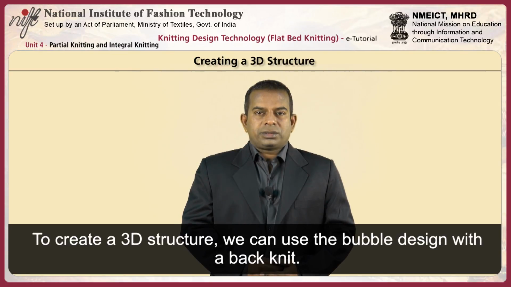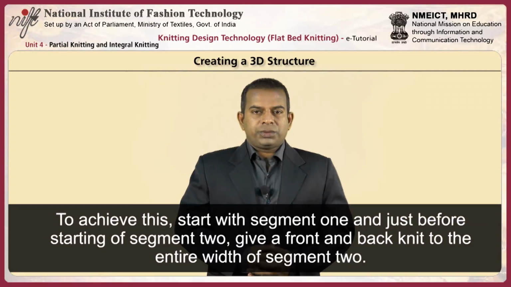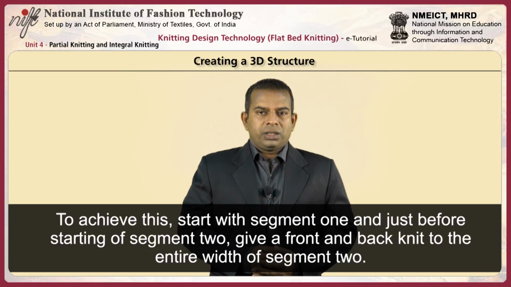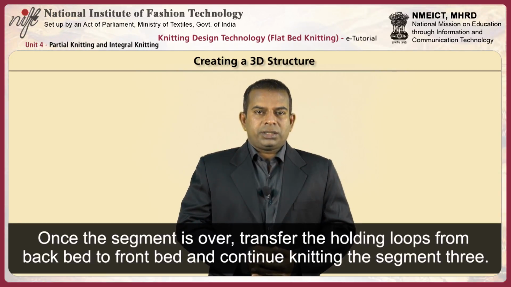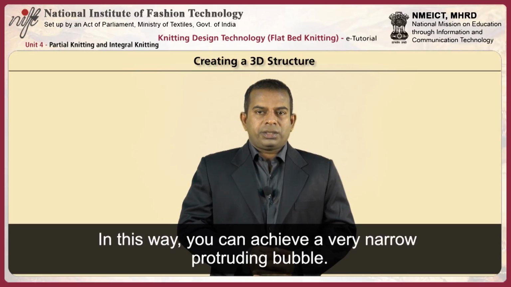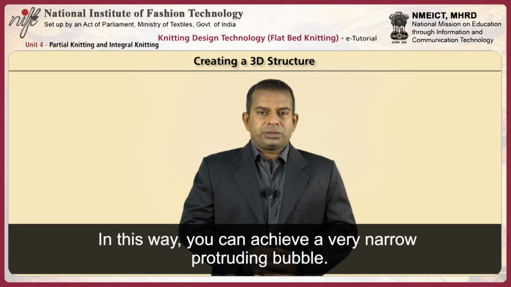To create a three-dimensional structure, we can use the bubble design with a back knit. To achieve this, start with segment 1 and just before starting segment 2, give a front and back knit to the entire width of segment 2. Now, the back bed would be holding all the loops and continue knitting segment 2. Once the segment is over, transfer the holding loops from the back bed to the front bed and continue knitting segment 3. In this way, you can achieve a very narrow protruding bubble.